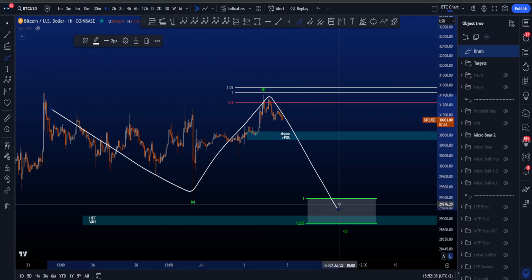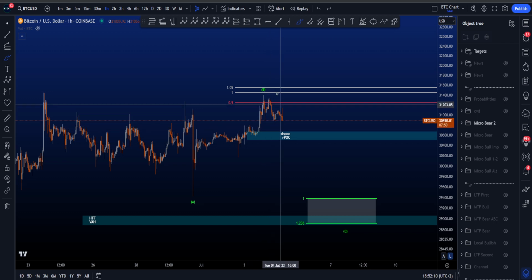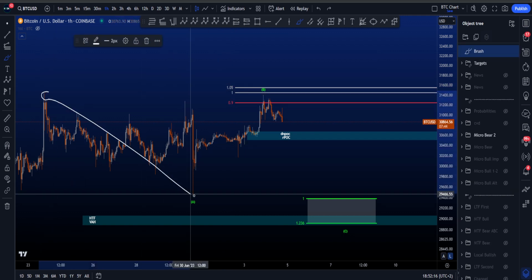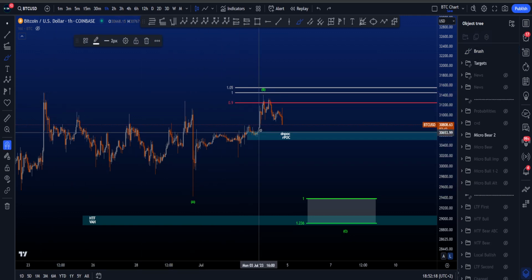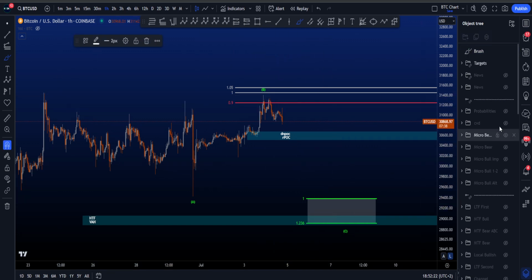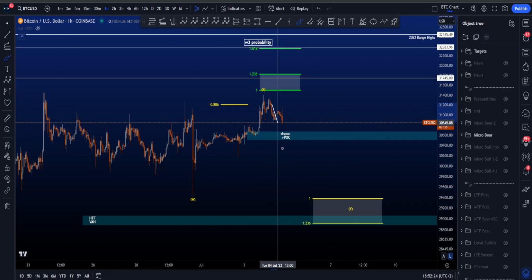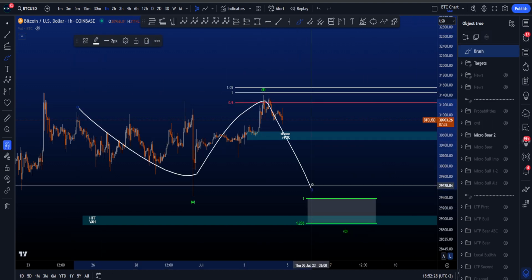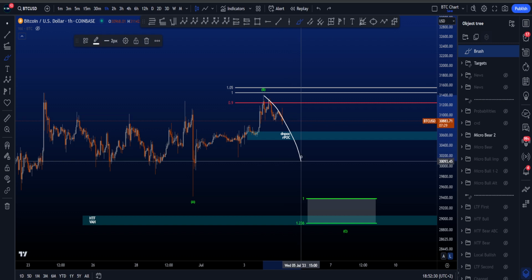If we go to another scenario, which is very, very interesting, we then have a wave A, B, C regular flat. And the target for a regular flat has been hit because it's between the 0.9 and the 1.05 taken from the high to the low of a wave A. And a regular flat is a 3, 3 and then a 5-wave move to the downside, while a wave Y is a 3-wave move.